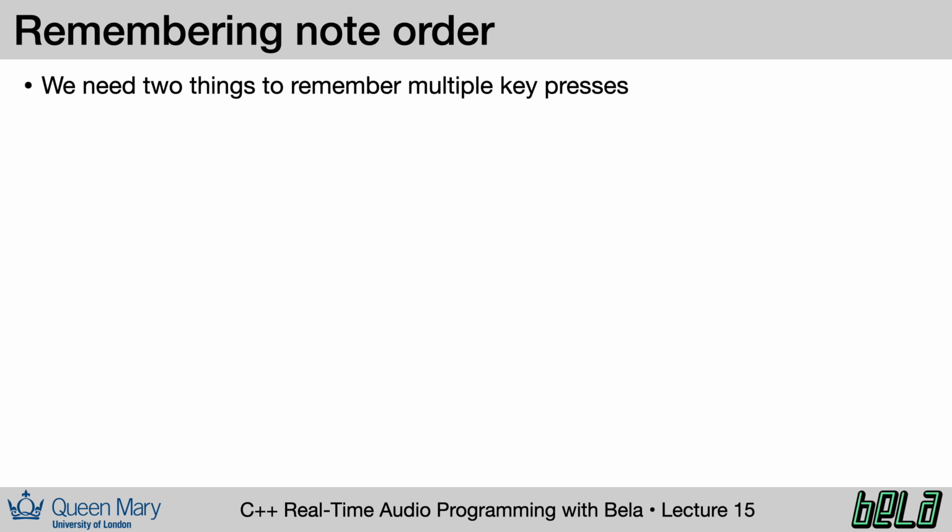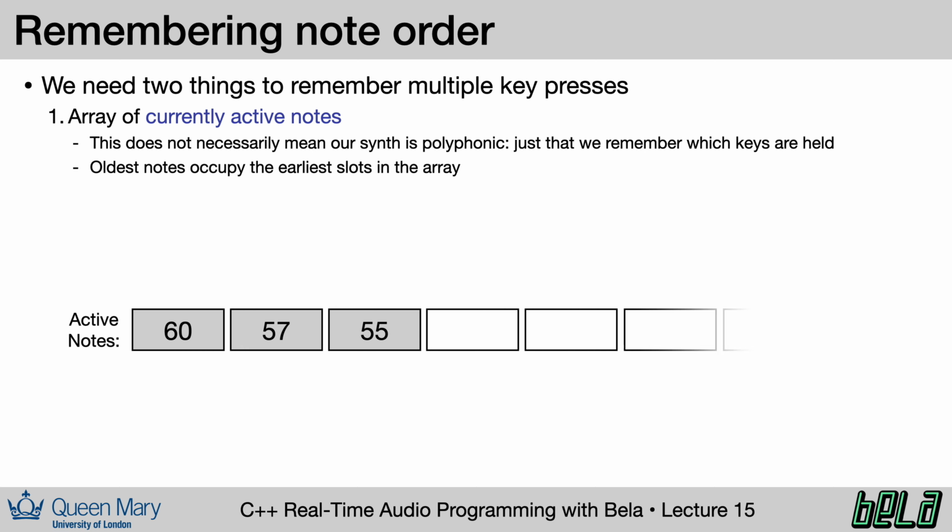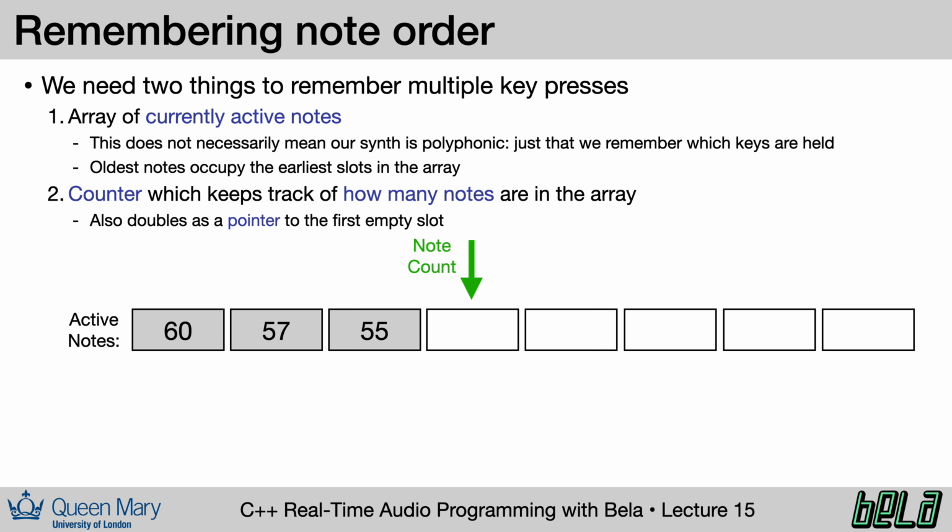Well, we're going to need two things to remember multiple key presses. First, we're going to need an array which keeps track of the currently active notes. Now, by having this array, it doesn't necessarily mean that we have a polyphonic synth. We might only still have one oscillator, one filter, etc. It just tells us that we're remembering which keys were held down. The way we'll order this array is to have the oldest notes occupy the earliest slots. We'll also need some kind of counter to keep track of how many notes there are in the array at this moment. The counter then also doubles as a pointer to the first empty slot in the array.